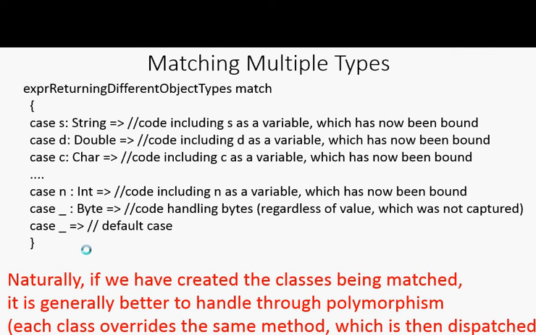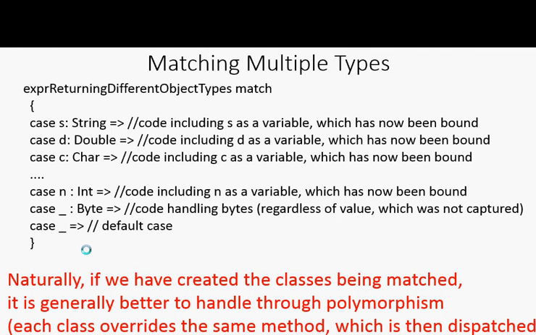So that would be a cleaner way to do things if we control these types. But sometimes we don't control these types. We didn't write string. We didn't write double. We didn't write char. But we want to be able to handle them. So this type of match can be very useful for that.